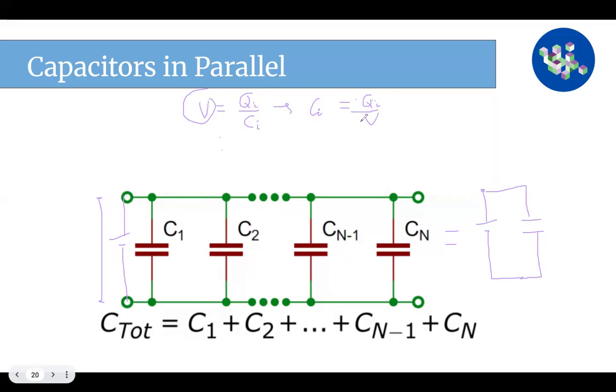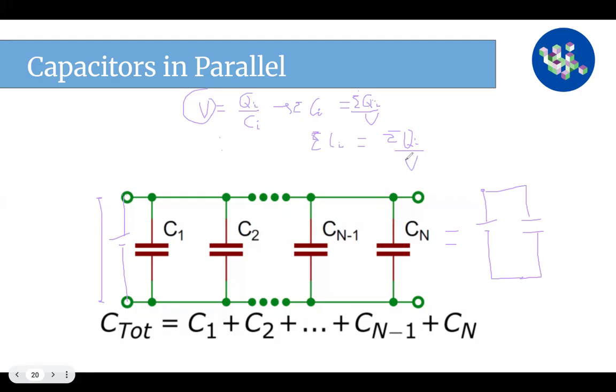So if I want to replace this by one capacitor, then if I take the sum of both sides, the sum of C_i would be equal to the sum of Q_i over V, right?